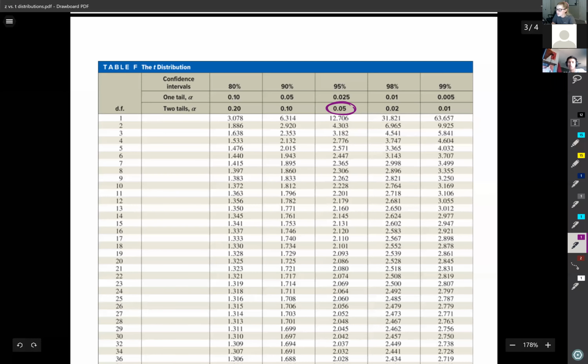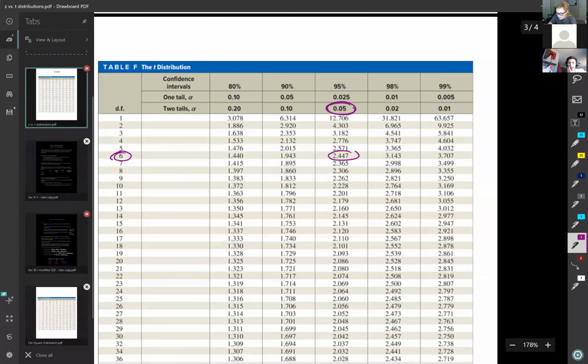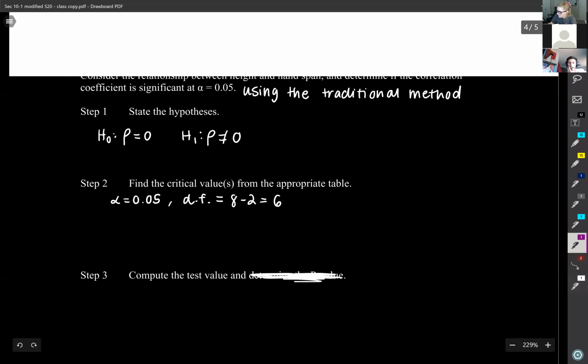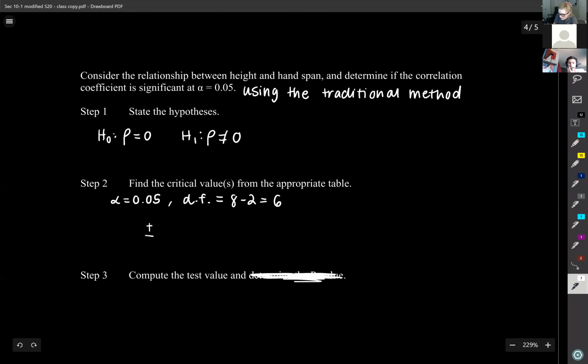So that puts me right there. And then my degrees of freedom are 6. So I just have to look where these intersect. And I get that my critical values are positive and negative 2.447. All right. Okay, so I get plus and minus 2.447. I'm going to go ahead and draw our little normal distribution like I usually do.